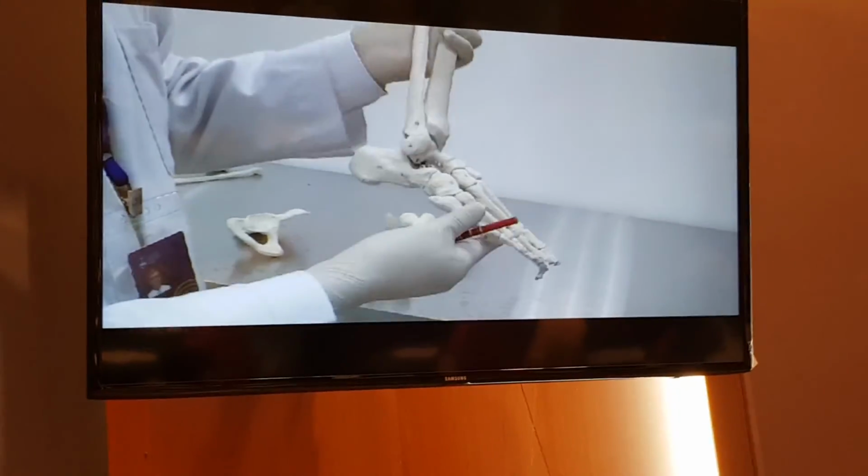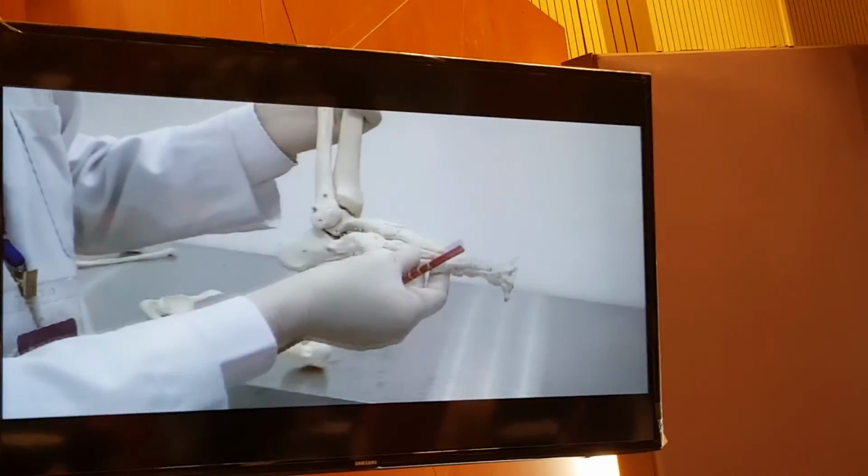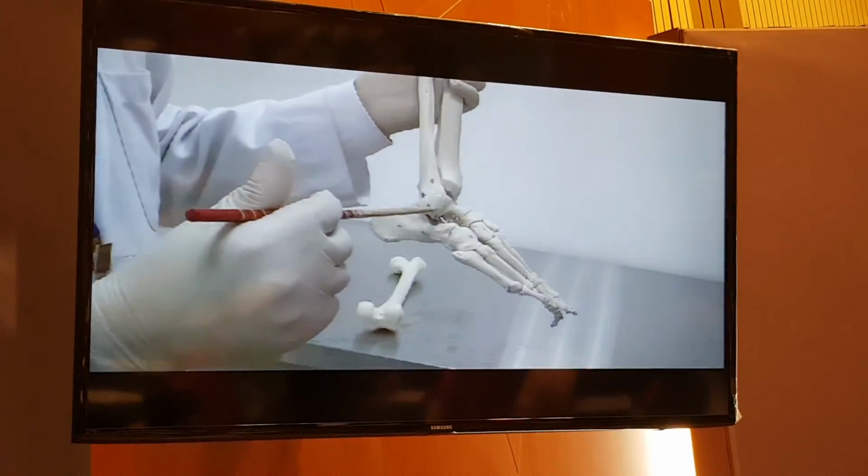They can do flexion and extension at this joint. This is extension, this is flexion at the ankle joint.